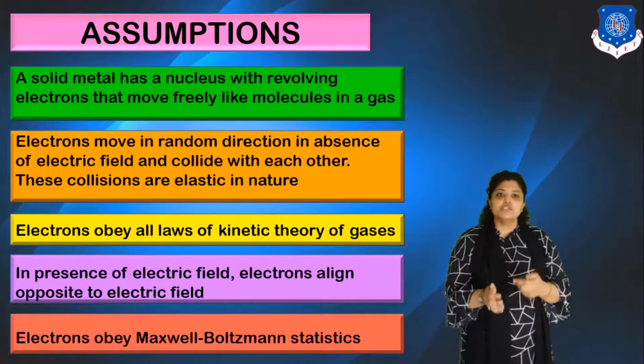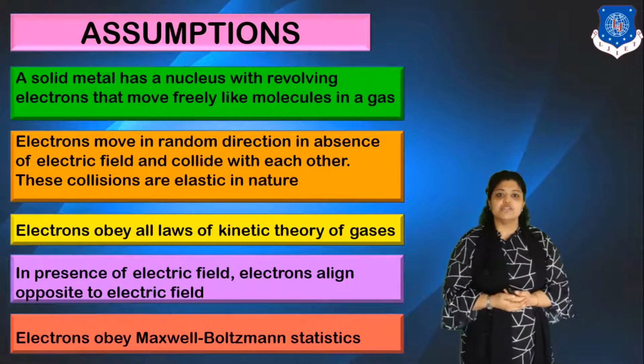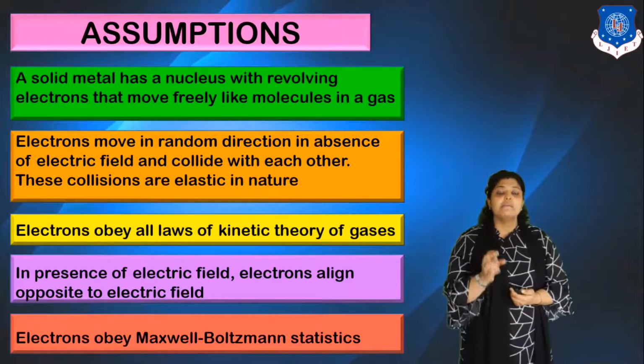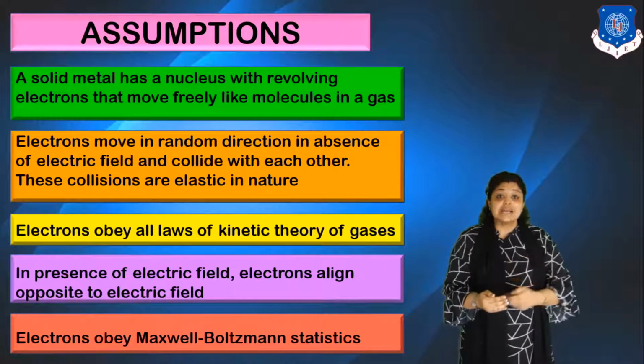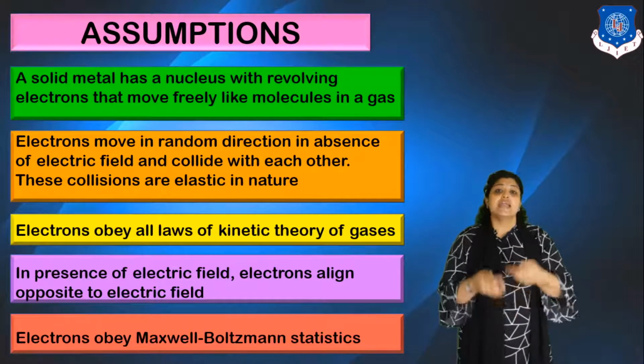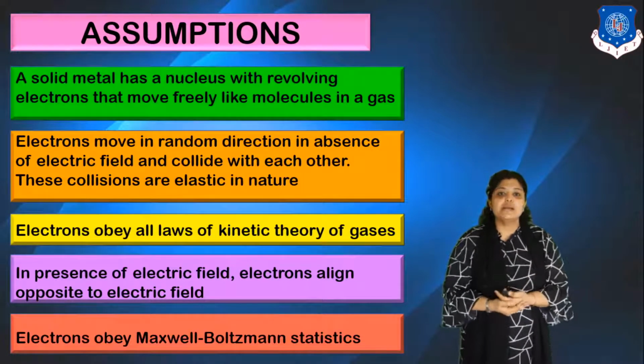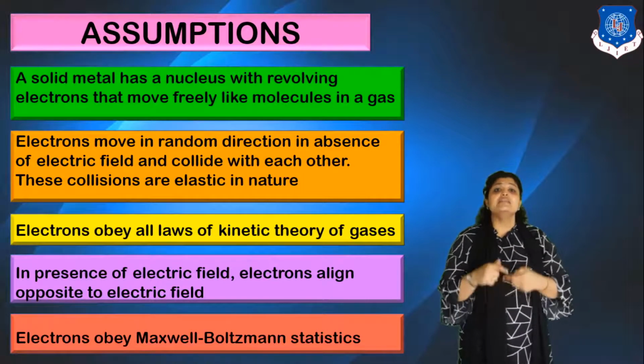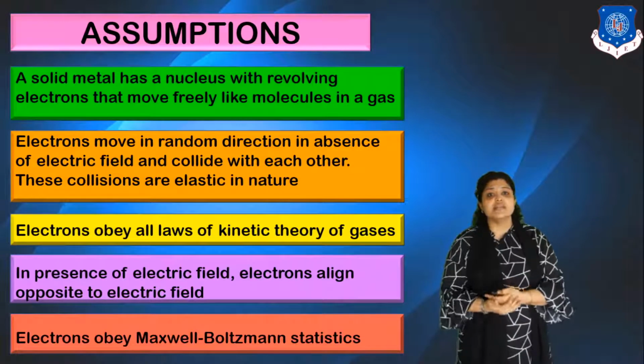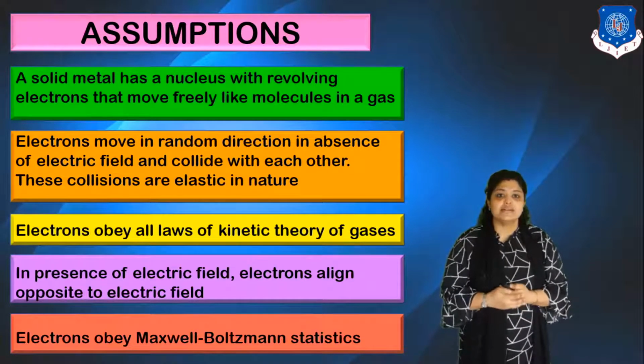And the last assumption is they obey Maxwell-Boltzmann statistics. This is a topic which we are going to study in the later part of the chapter, but as of now, Maxwell-Boltzmann statistics discusses about energy levels and how these energy levels are occupied by electrons. You can say the availability of occupancy is what is Maxwell-Boltzmann statistics.